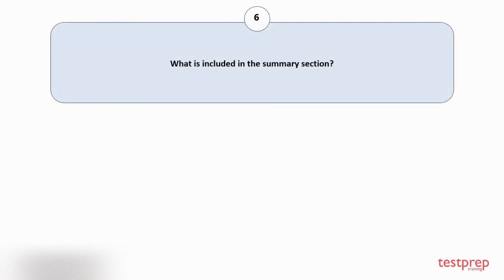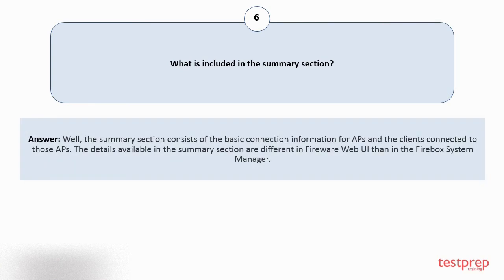Question number 6, what is included in the summary section? Your answer is well, the summary section consists of the basic connection information for APs and the clients connected to those APs. The details available in the summary section are different in Fireware Web UI than in the Firebox System Manager.